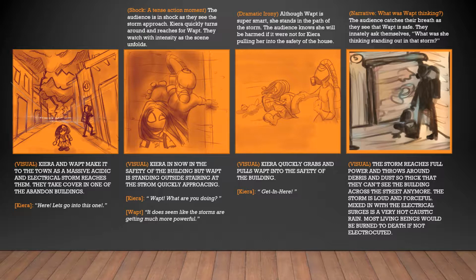In this last scene, we establish the visual. The storm reaches full power and throws around debris and dust so thick that they can't see the building across the street. The storm is loud and forceful and mixed with electrical surges and very hot, caustic rain. Most living beings would be burned to death if not electrocuted. So we also have a narrative. What was Wap thinking? The audience catches their breath as they see that Wap is now safe. They innately ask themselves, what was she thinking standing out there in the storm?